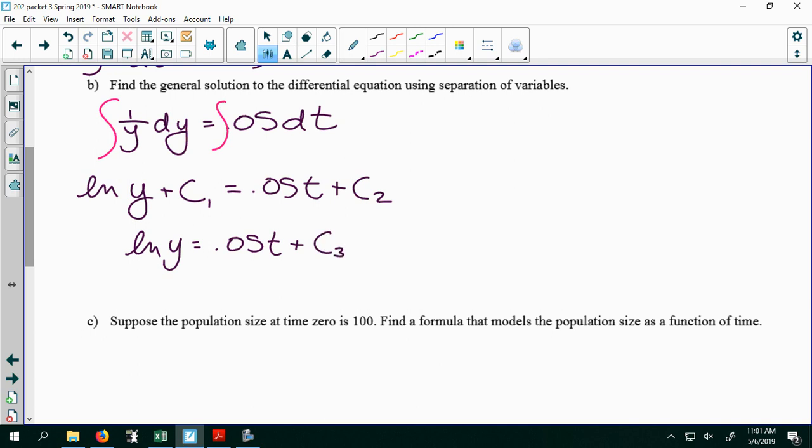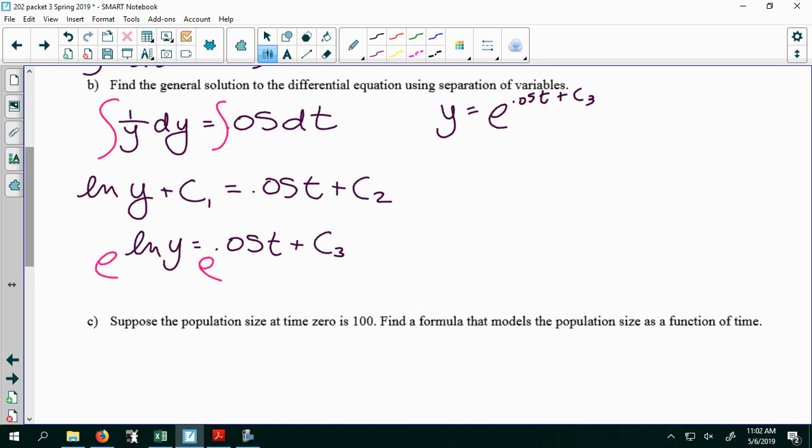constant c3. How do you undo taking the ln of something? I want to get y by itself. Yeah, e, you raise it to the e to that. So I'm going to do e to both sides. Raise e to each side of the equation. So e to the ln of y is y because e to the x and ln x are inverse functions. They undo each other. So I've got y equals e to the 0.05 t plus c3.